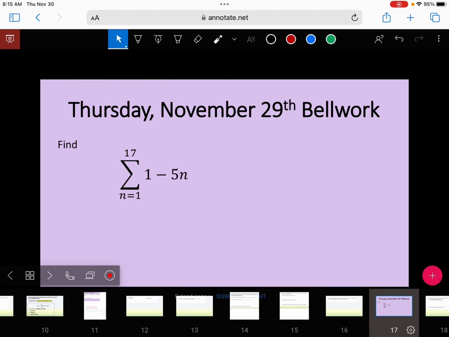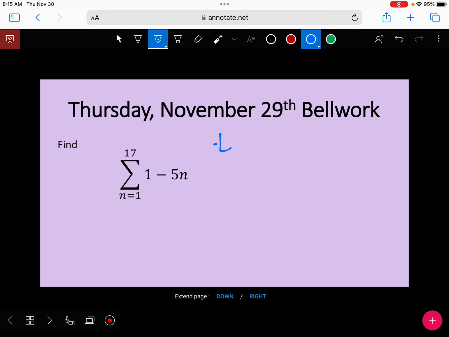All right, so what did you start off by doing? What was the first step? What did you find? You found who? How did you find that? What did you find? What term did you find first, I should say? The first term, T1. So that would be 1 minus 5 times 1, which was, I heard someone say -4.